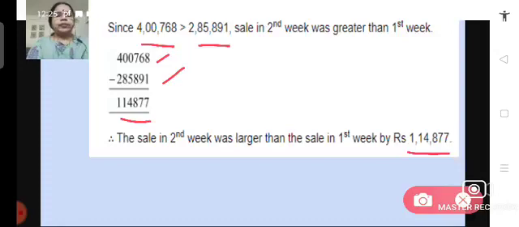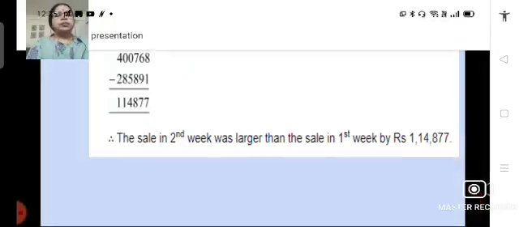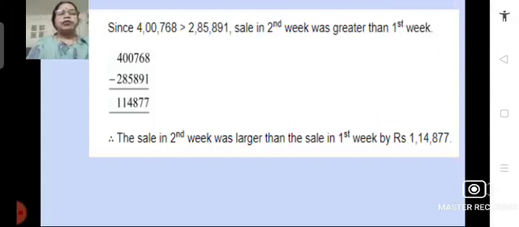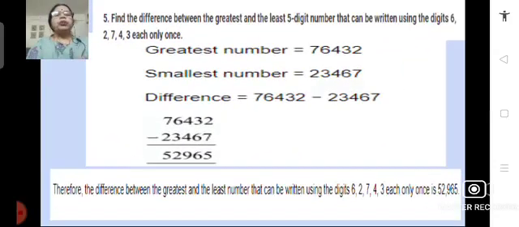1,14,877 rupees. Children, while adding and subtracting large numbers, you have to be very careful while borrowing or carrying over the digits. Now let's move on to the next problem, problem number 5. Find the difference between the greatest and least 5-digit number that can be written using the digits 6, 2, 7, 4, 3, each only once.